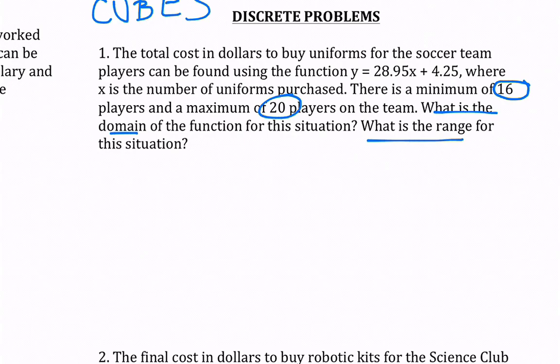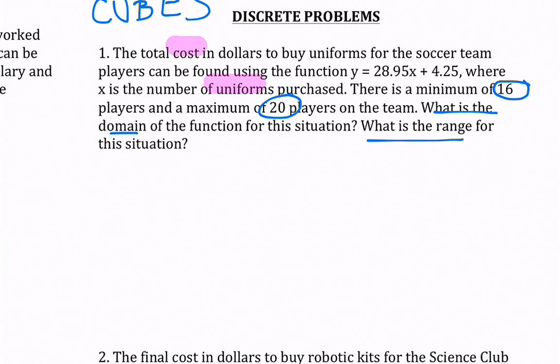Okay, so from here, let me explain why this is discrete and not continuous. In this situation, we're talking about uniforms and cost, all right? So let's go ahead and highlight those words as well. And I know that this is discrete because I know I can't buy 1.2 uniforms. They can only be individual. So that's why I know that this is not continuous. It has to be discrete. I can buy one uniform, I can buy 5 uniforms, but I can't buy 2.3. So it's not going to be continuous.